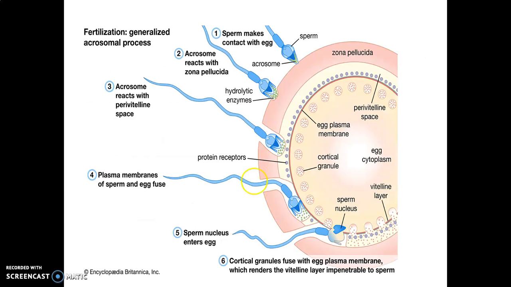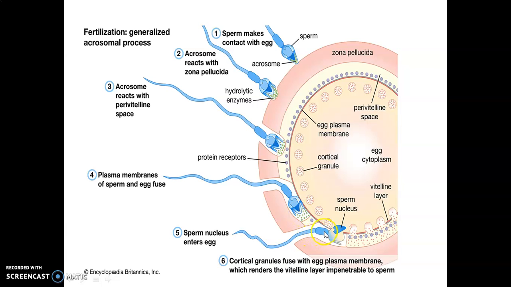See, it is explained. The steps of fertilization are explained with the help of a diagram. So this is a sperm. What happened? The sperm makes contact with the egg. That's the first step. Then we know that the head has the acrosome. The acrosome reacts with the layer of the egg, that is the zona pellucida. Then the acrosome reacts with the perivitelline space of the egg. Then the plasma membrane of sperm and egg fuse. See, here the fusion of the plasma membrane of sperm and egg takes place.